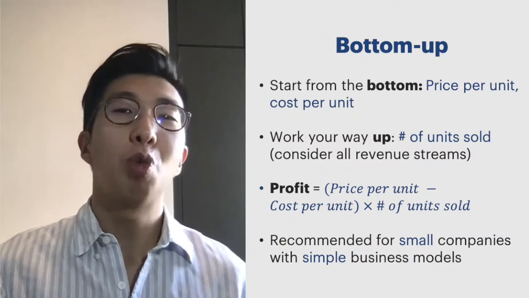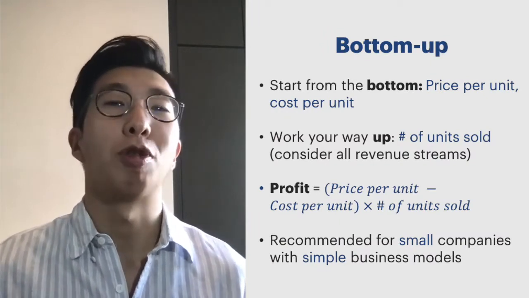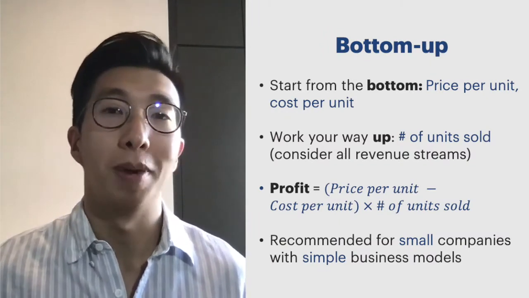Now let's take a look at an example. If you were talking about smartphones here and your client is Apple, Apple might sell a lot of phones, so you need to figure out the revenue stream for their iPhones. But in addition to phones, Apple also sells other products such as laptops and watches. And therefore, if you want to estimate the profit of Apple, you need to calculate the profit for not only phones, but also laptops and watches. In general, we recommend the bottom-up approach for smaller businesses with simple business models.